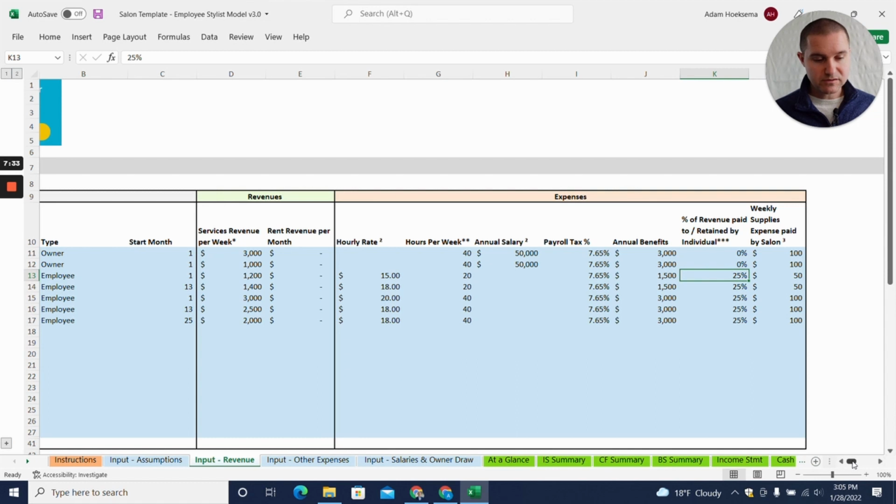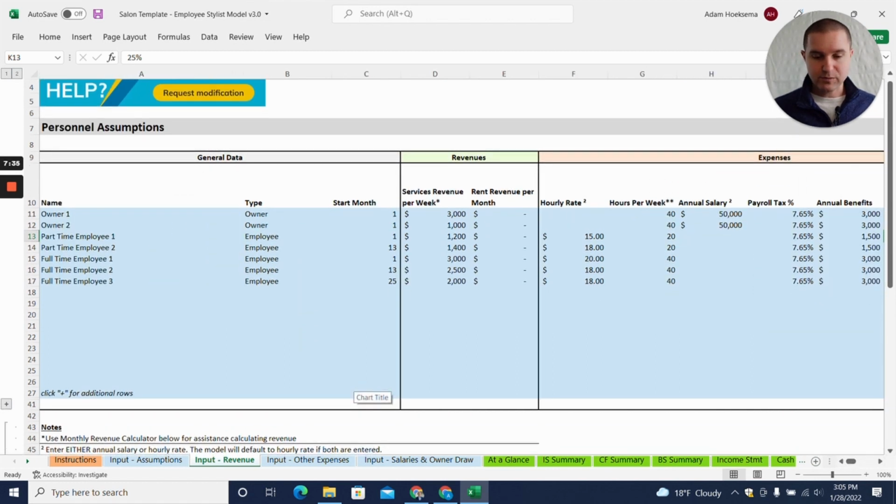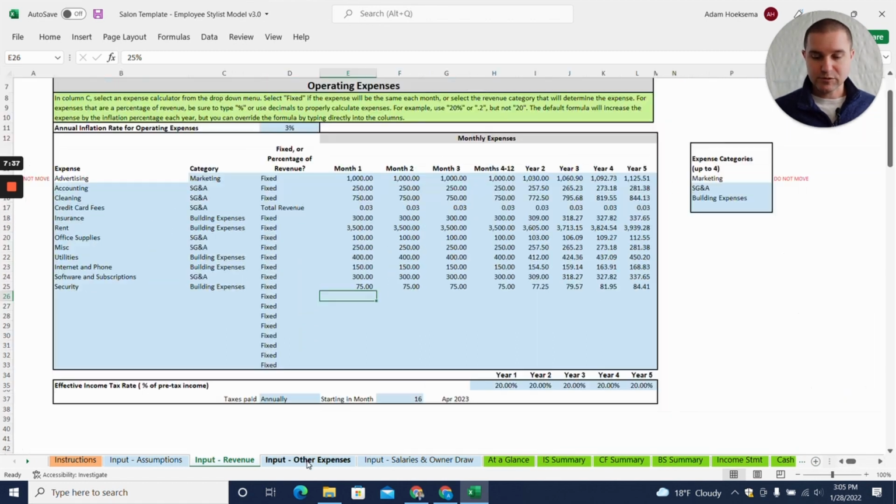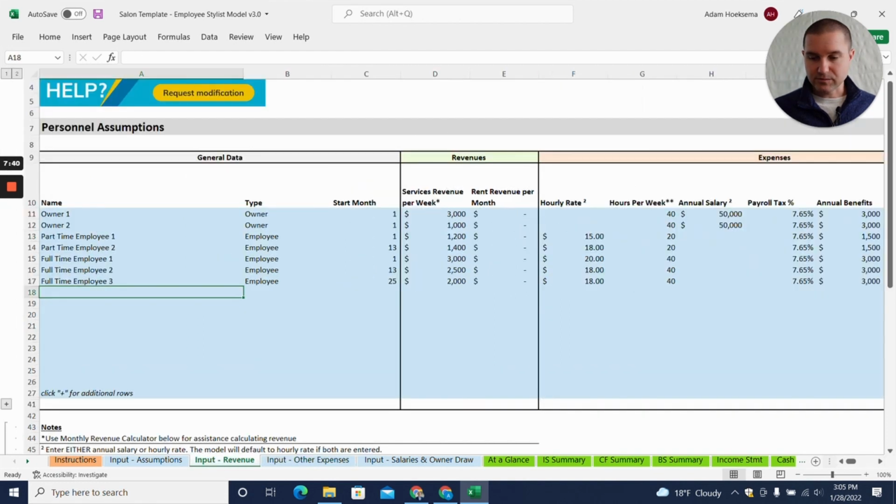But once you have all those assumptions in, we're going to be able to project revenue based on those assumptions. And actually, let me jump back one more time. If you have more stylists, you can add those stylists in these rows here.